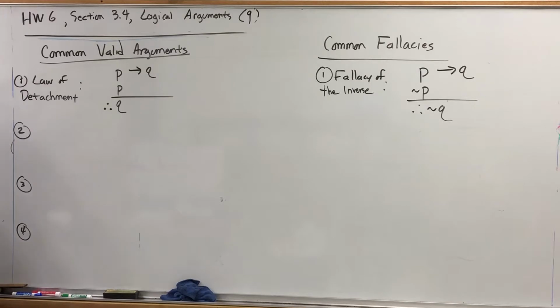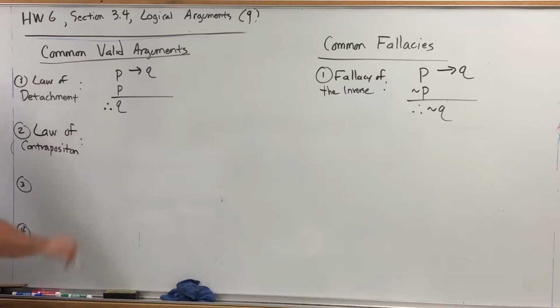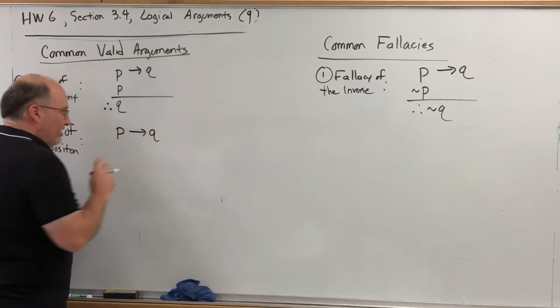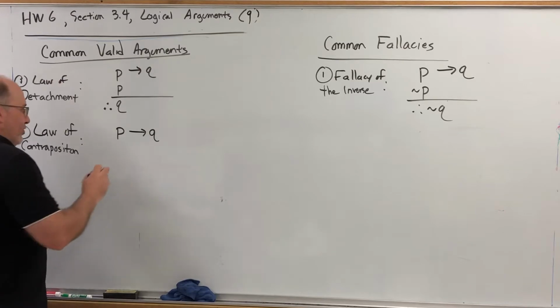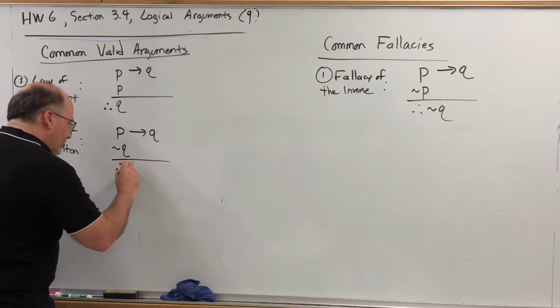The second one, which one do I want to do next? We'll call it what it is, the Law of Contraposition. That's a long word. Contraposition, kind of like the word contrapositive, and you'll see why in a moment. The structure for the law of contraposition is first premise, P points to Q. You'll see a lot of them that start that way. Second premise is the negation of Q. Conclusion, negation of P.